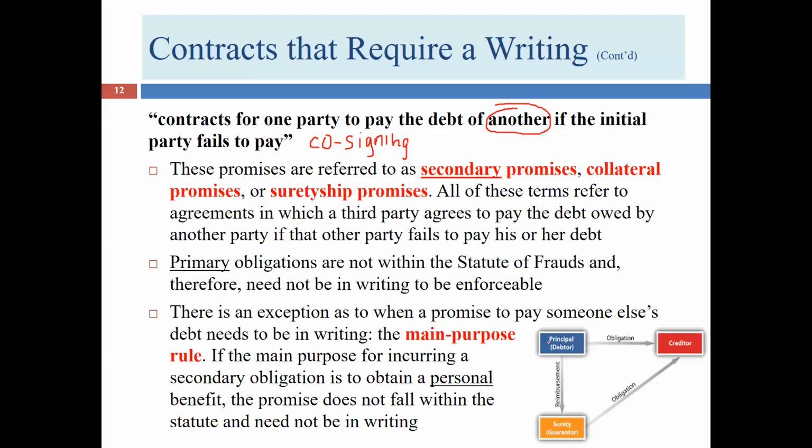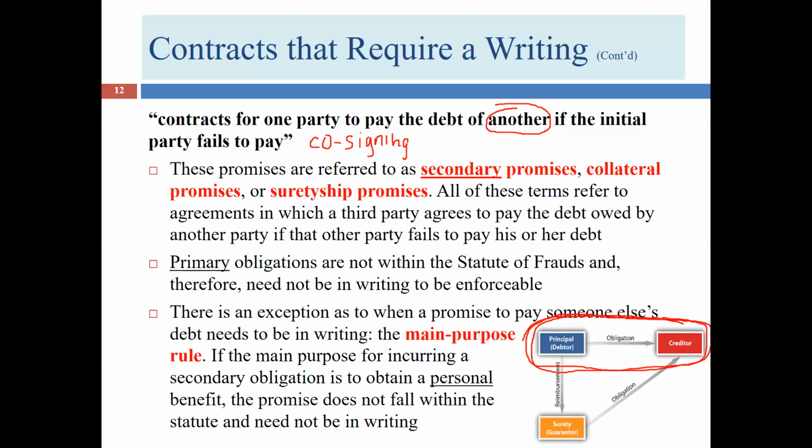For example, this is the main part of the transaction. The creditor is giving money to the debtor, and the debtor is promising to repay the money, typically with interest. This is the primary obligation. This is what the transaction is about.